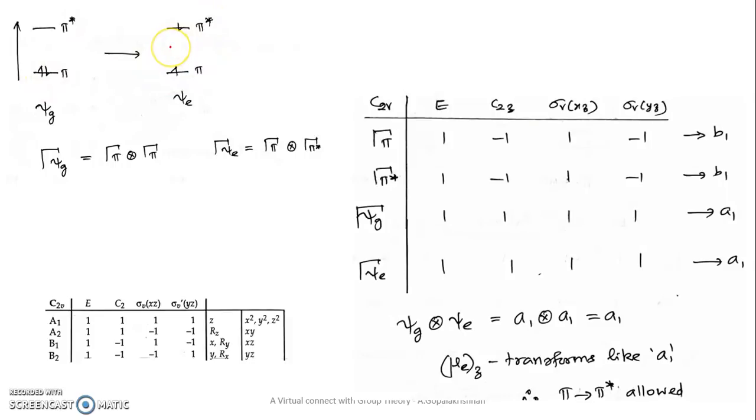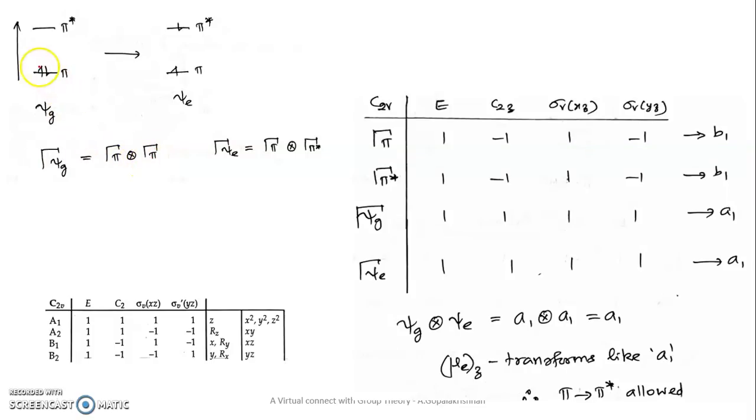Singlet to singlet is allowed. So it is a spin-allowed transition. Now we have to check whether it is orbitally allowed or not, or electronically allowed or not. How to do that? What is the ground state wave function here? The representation for the ground state is the representation of pi into the representation of pi.